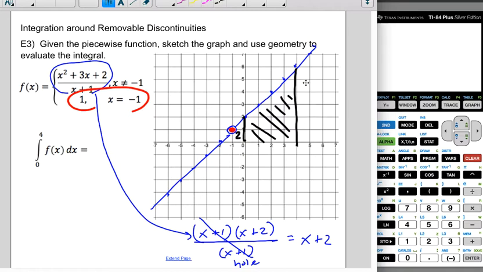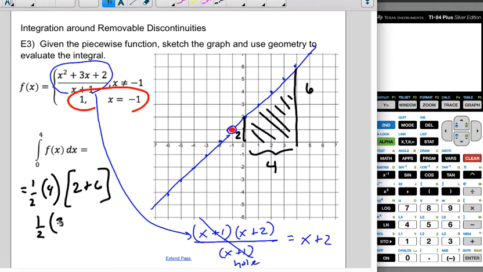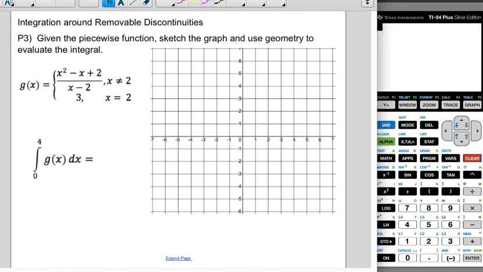The bases are 2 and 6. The height is 4. So this is 1/2 the height times the sum of the bases, right? Which is 1/2 of 32, or 16. All right.